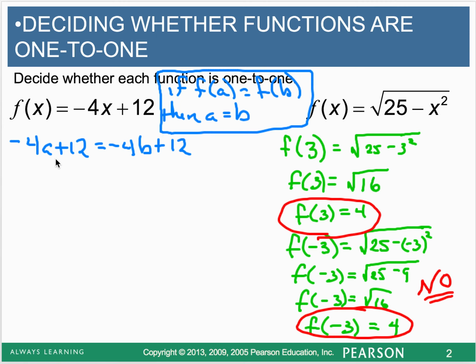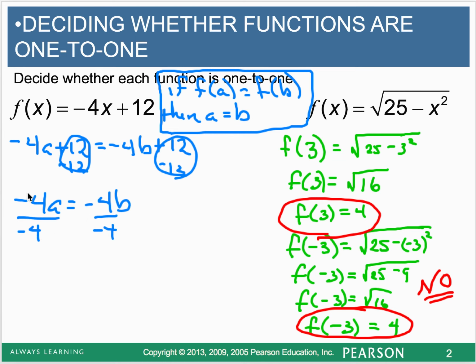So here's f of a. We've set it equal to f of b. Let's see what happens when I try to solve this. First thing is, let's subtract 12 from both sides to get negative 4a equals negative 4b. Divide both sides by negative 4, and you get a equals b. Oh, look, if f of a equals f of b, then a equals b. That's proof that this thing is one-to-one.